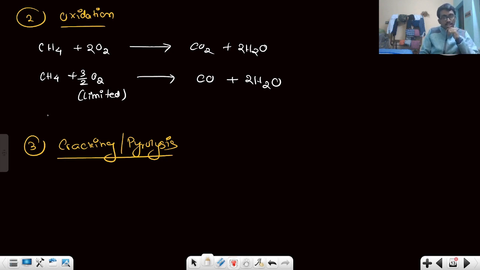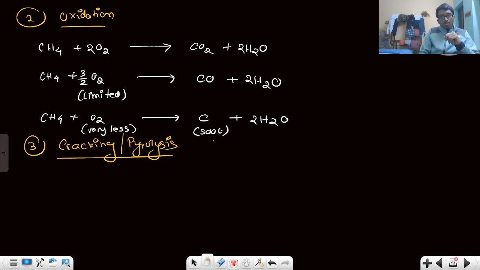Right. Last thing is, if we are using the same reagent and the same oxygen but very little of it, then I will directly get carbon soot. This is soot, carbon soot. Clear? Carbon soot, deposits of carbon. If I give very little oxygen, then I will directly get carbon soot plus hydrogen. Done. So these are the three reactions which you need to remember for oxidation.